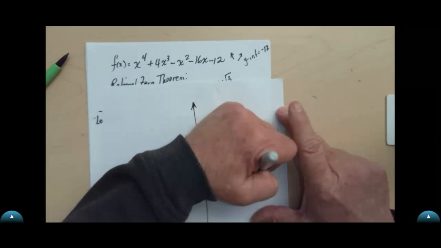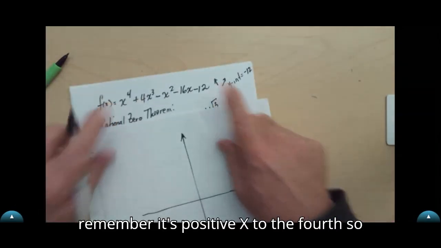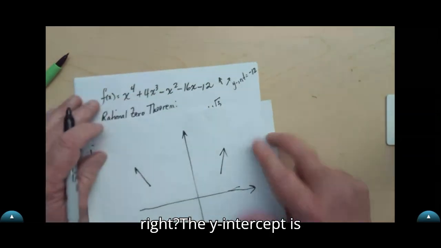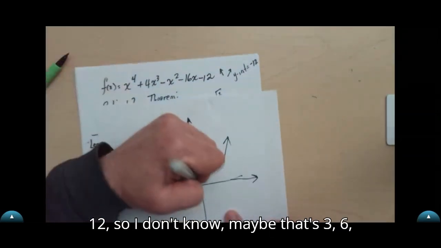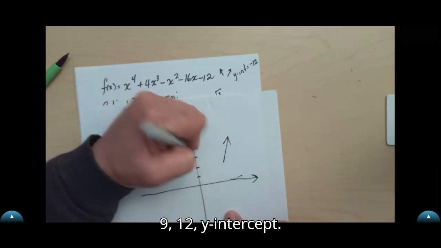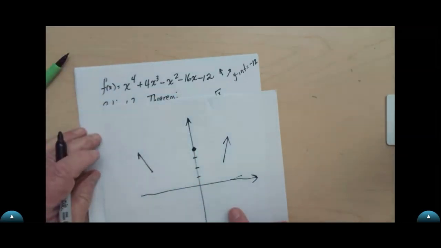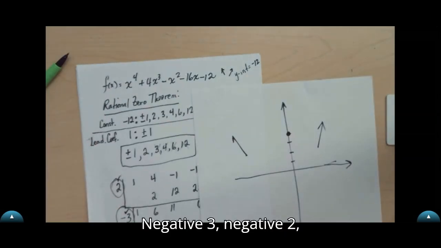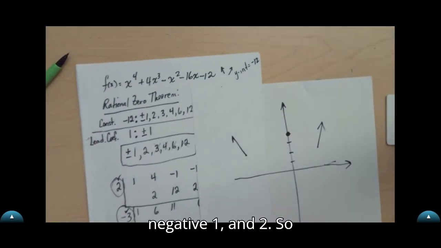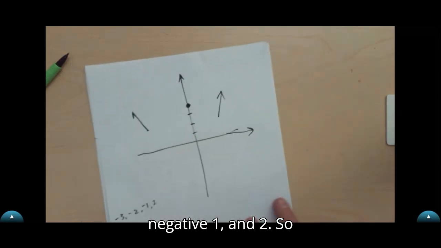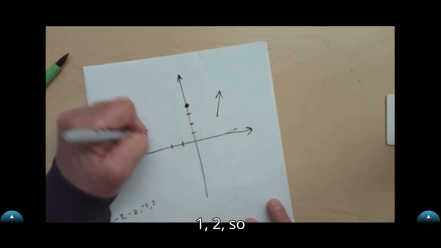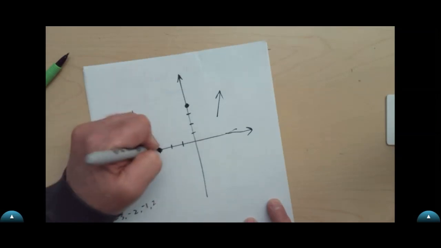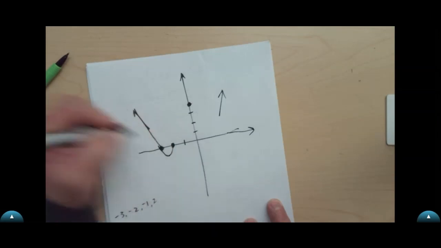So remember, it's positive x to the fourth, so the end behavior is up on both ends, right? The y-intercept is 12, so I don't know, maybe that's 3, 6, 9, 12 y-intercept. X-intercepts, we just found them all. -3, -2, -1, and 2. So 1, 2. So -3, -2.